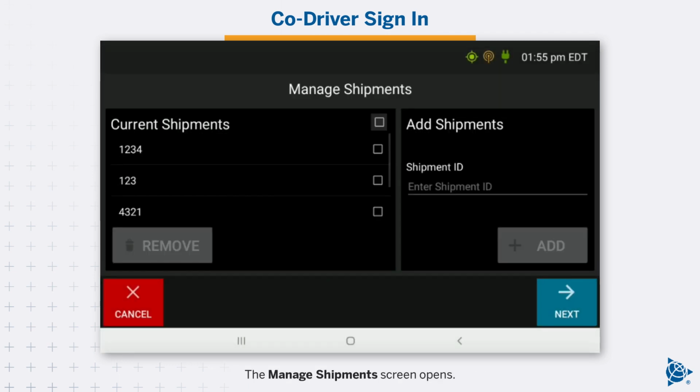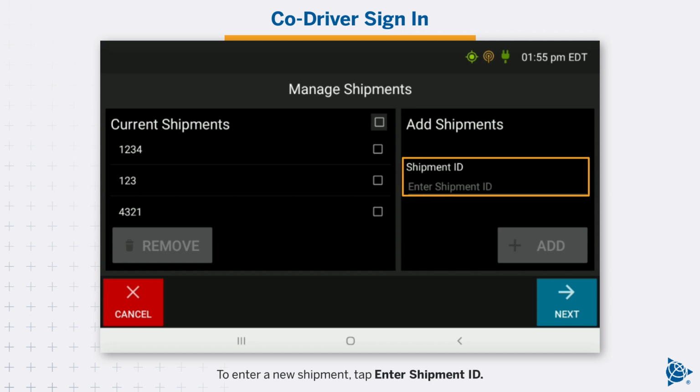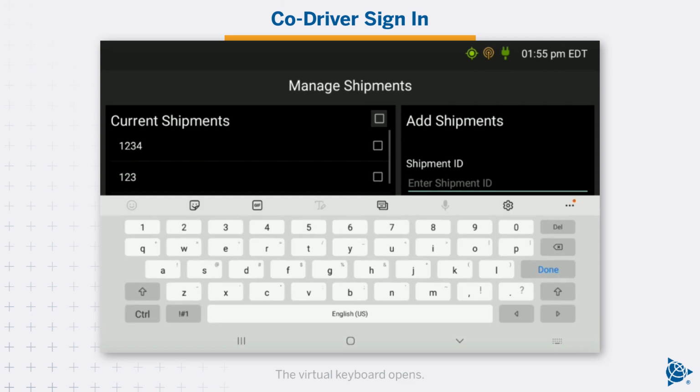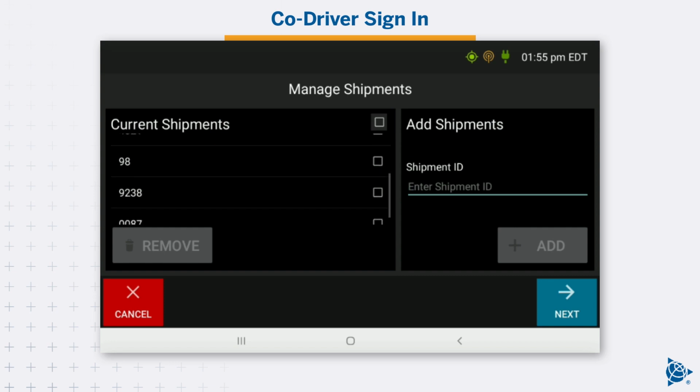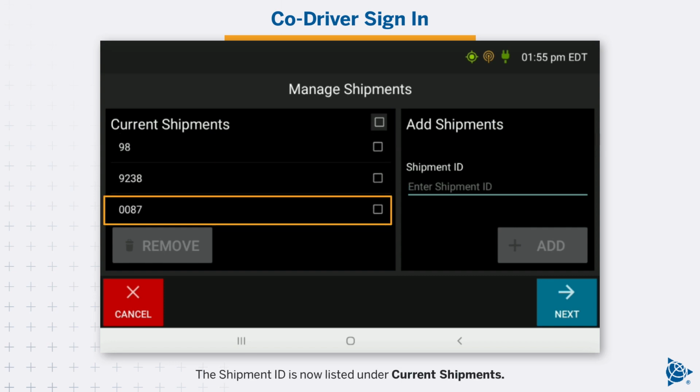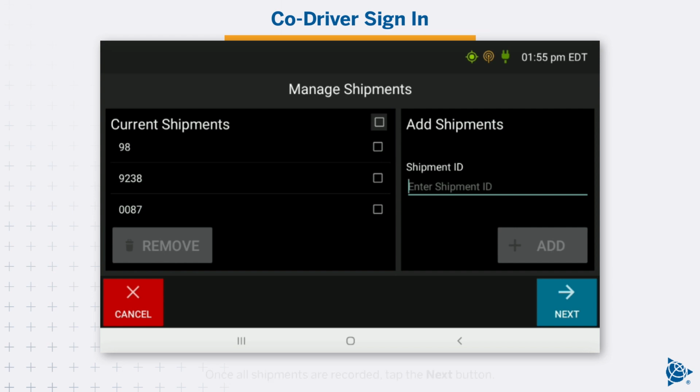The Manage Shipments screen opens. To continue with the current shipment, tap Next. To enter a new shipment, tap Enter Shipment ID. The virtual keyboard opens. Enter your shipment ID. Tap the down arrow to collapse the virtual keyboard. Tap Add. The shipment ID is now listed under Current Shipments. Once all shipments are recorded, tap the Next button.